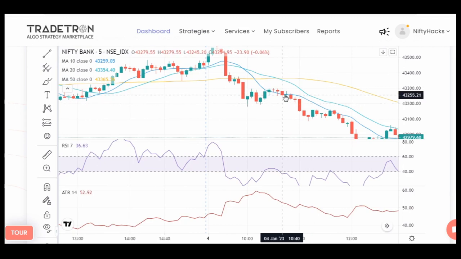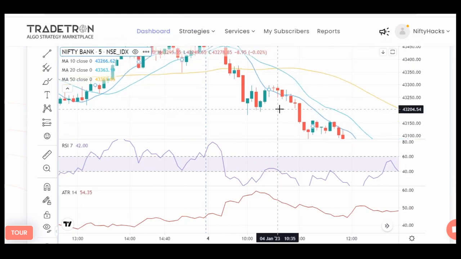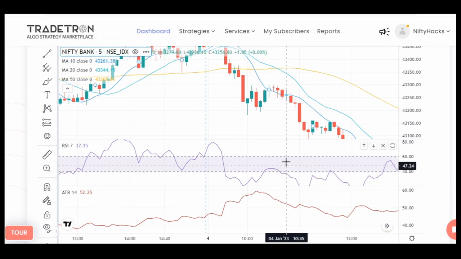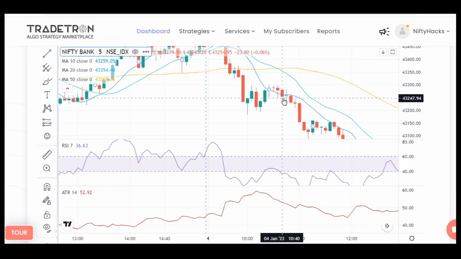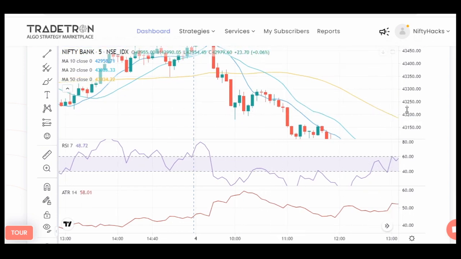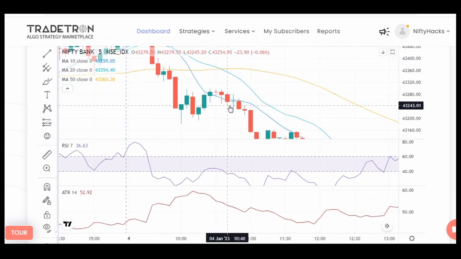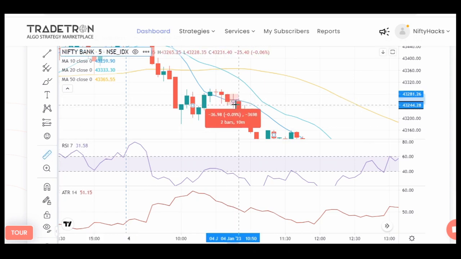So yes, this is the 1045 entry, and as you can see here, RSI crossed below 40 in this 1040 candle, and as soon as RSI crossed below 40, we were obviously below all the moving averages at this time. This candle is the trigger candle as well as our other condition testing candle. The previous candle high should be above the trigger candle low, so this is the trigger candle, and it's obvious that the trigger candle low is below the previous candle high. So as soon as this candle closed, we took entry at 1045.